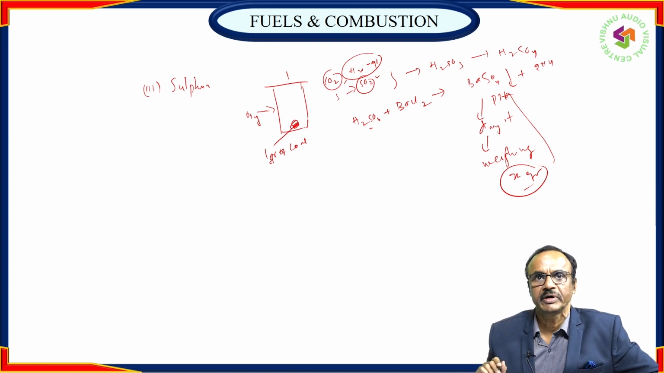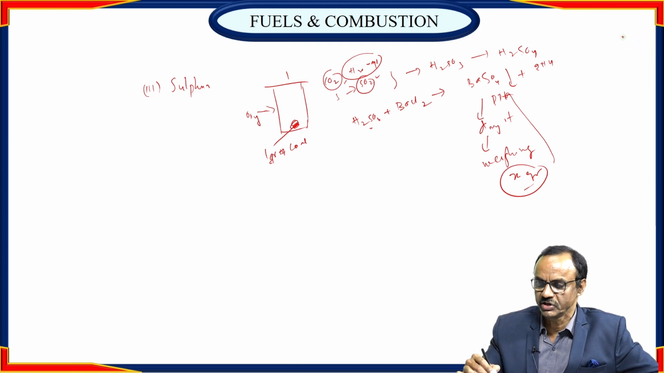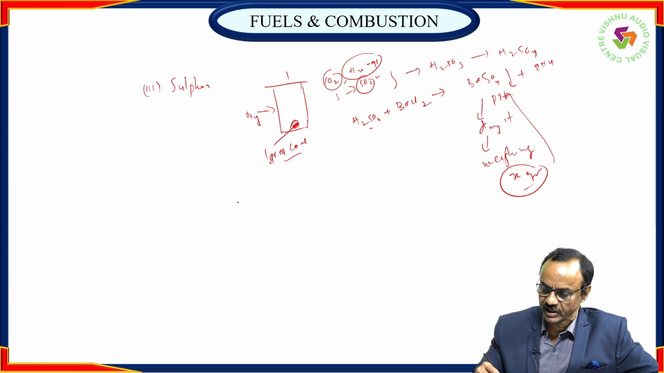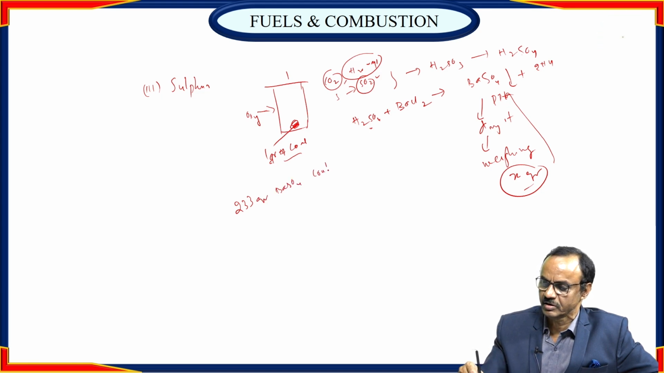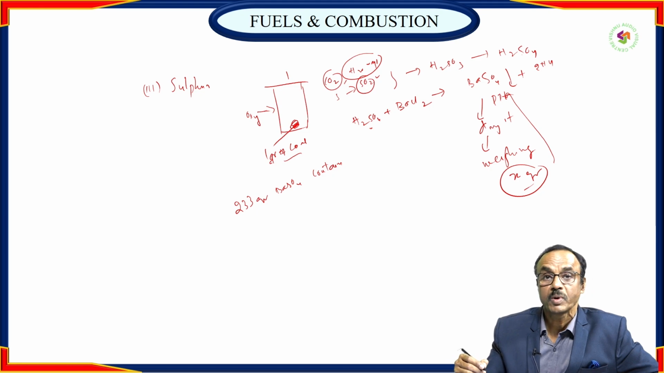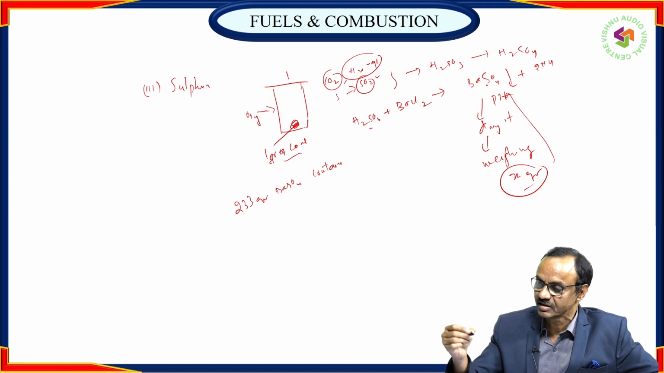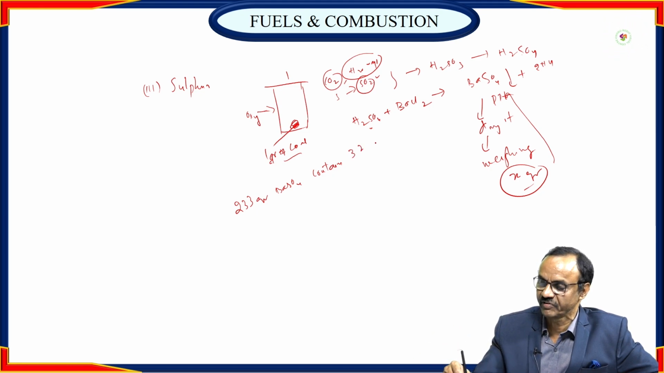So using the stoichiometric relationship, we can calculate the percentage of sulfur. We also know the initial weight of coal taken, right? The gram molecular weight of barium sulfate is 233 grams. Barium sulfate contains how much sulfur? 32 grams, the atomic weight of sulfur.